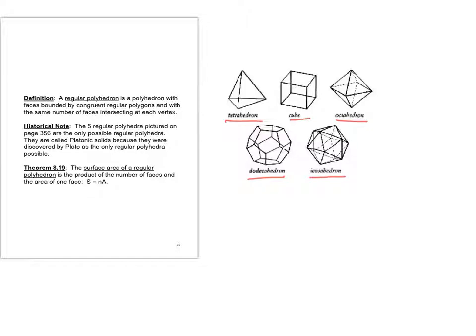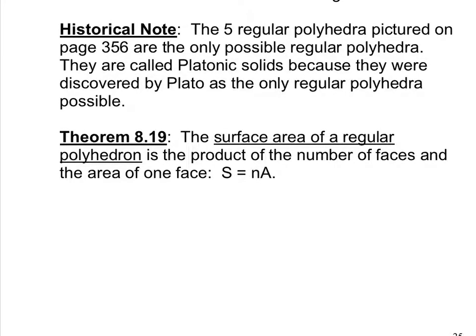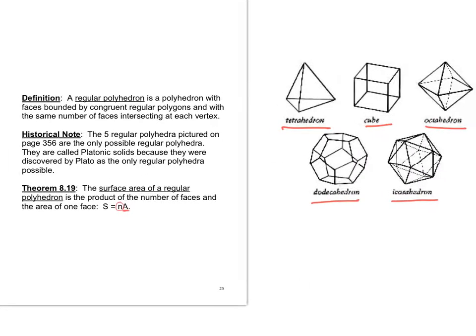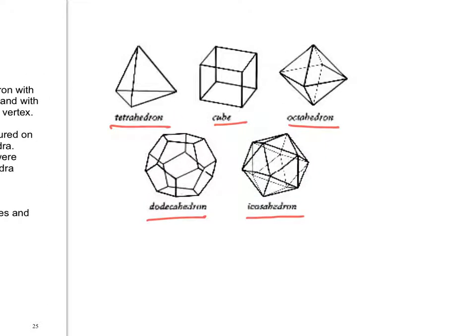So if you need to find the surface area of one of those, let's go back here. If you need to find the surface area, all you need to do is find the area of one of the faces, and then you can multiply by however many faces you have. So for example, if I'm trying to find the surface area of an octahedron, I would find the area of the triangle, and I would take 8 times the area of the triangle to get the total surface area of an octahedron.